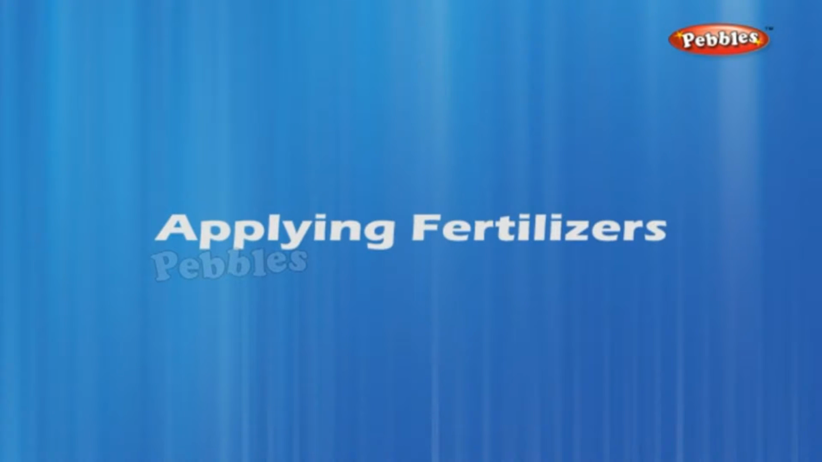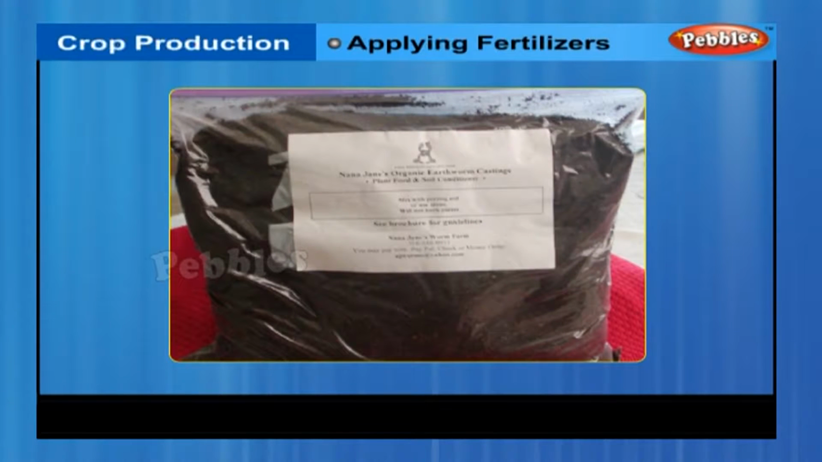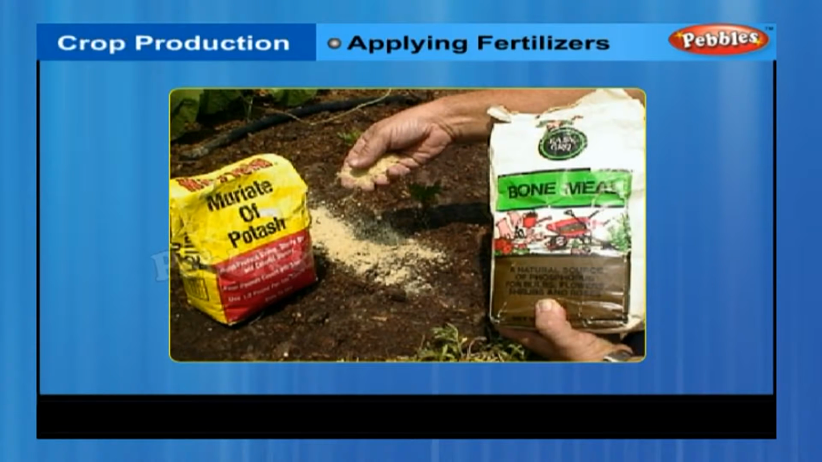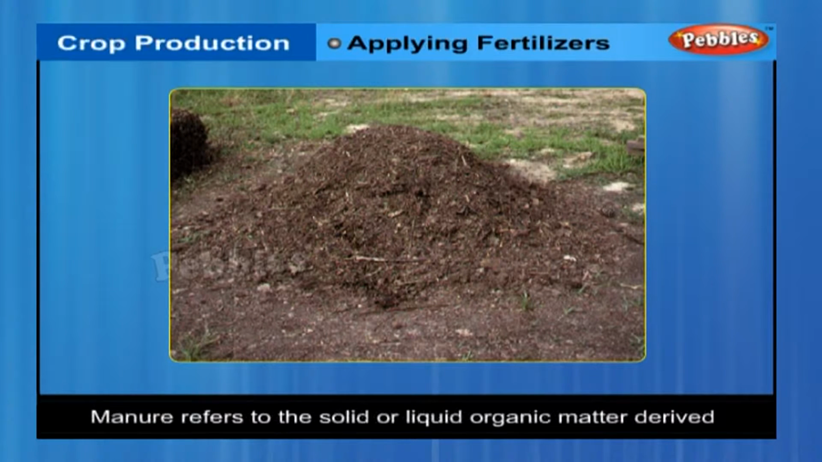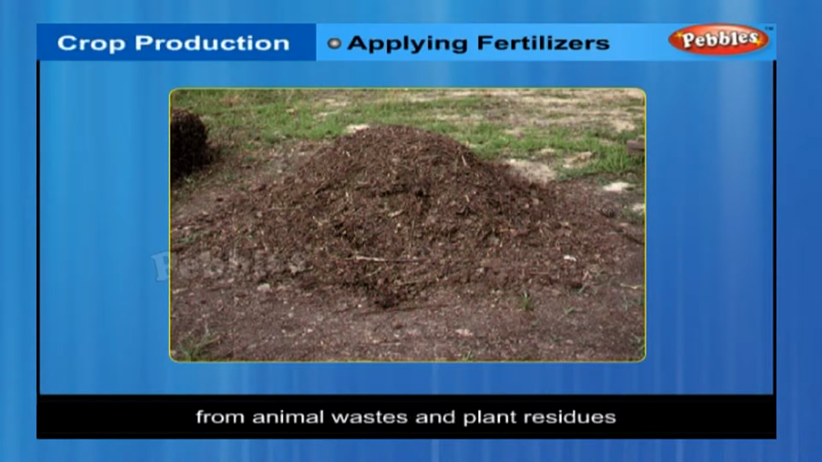Applying fertilizers. Fertilizers are natural or chemical substances which contain one or more nutrients essential for plant growth. Natural fertilizers. An example of natural fertilizer is manure. Manure refers to the solid or liquid organic matter derived from animal wastes and plant residues.